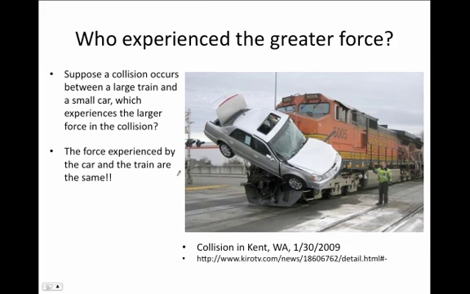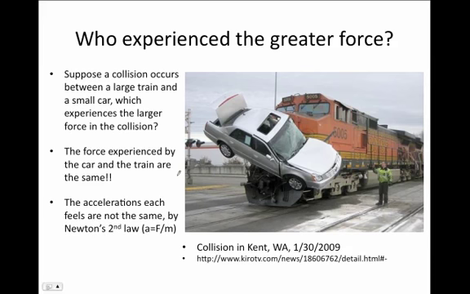Now, why is it the car is all banged up and the train has just moved on down the tracks? Well, remember that the accelerations are not necessarily going to be the same. They may have the same force acting on them. By Newton's second law, acceleration felt by the car is the force exerted divided by the mass of the car. And since the mass of the car is very small compared to the mass of the train, the acceleration experienced by the car is going to be much bigger than the acceleration experienced by the train. And the train will just keep on going.